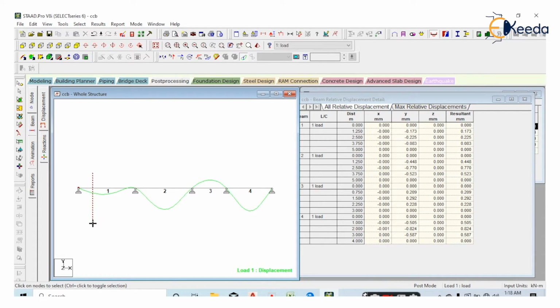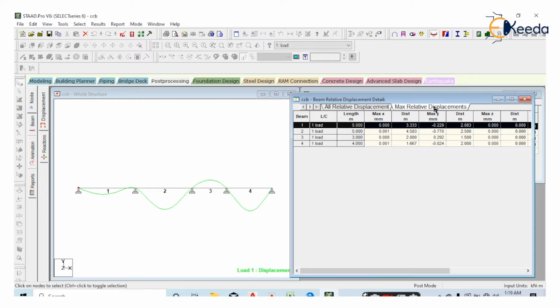So at this point, there is a deflection, or displacement, of minus 0.173 mm. Okay, at 2.5 meter, which means at the center of the beam, there is also some displacement of 0.225 mm, which is a maximum displacement. Okay, you can see at the maximum relative displacement.